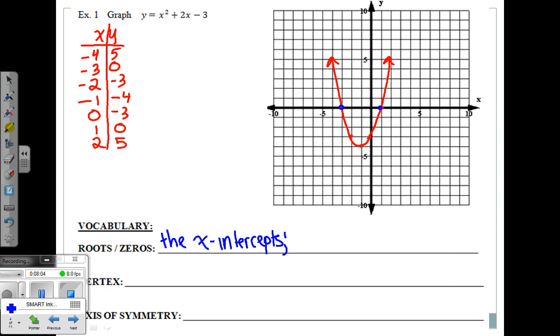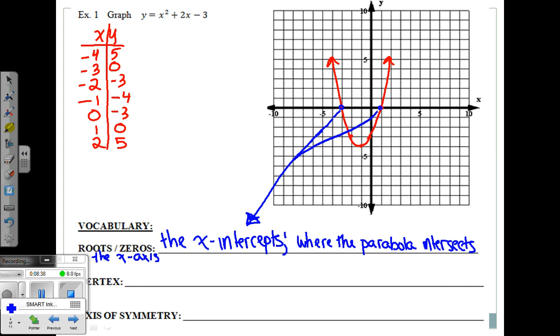Where the parabola intersects the x-axis. Remember, parabola is the name of the shape of the curve. And so we can go ahead and label these as our roots or our zeros. There are a lot of different names for these: roots, zeros, x-intercepts.